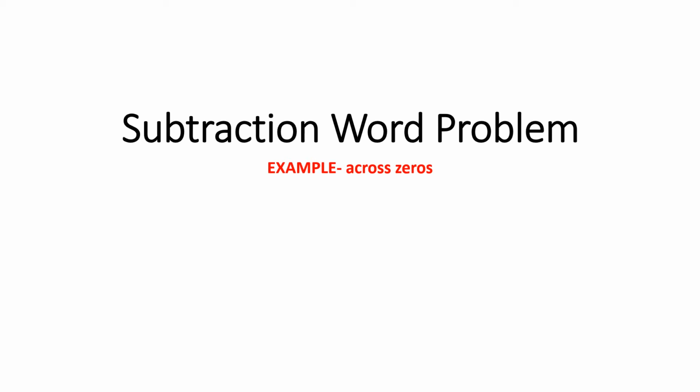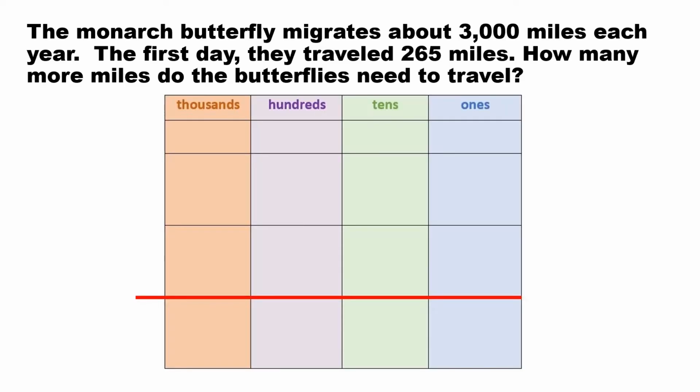This is an example of how to do subtraction across zeros involving a word problem. Let's take a look at this word problem. The monarch butterfly migrates about 3,000 miles each year. I notice 3,000 miles is important, and I also notice "about" 3,000, so I know for sure that's not the exact number.